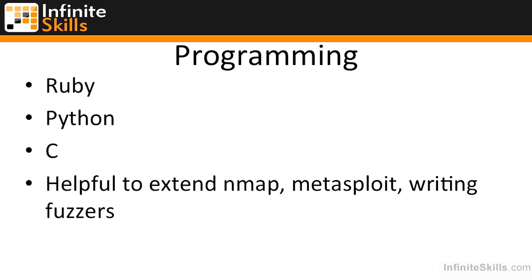Some good languages to know are Ruby, Python, C, and these are really helpful to be able to extend Nmap, Metasploit, and being able to write fuzzers. Knowing C, as an example, is a pretty good starting point because the structure and syntax of a lot of these other programming languages follows C. So if you understand C and how that's put together, it will really help you get into some of these other programming languages. Like Nmap, for example, uses a programming language called Lua. If you knew Ruby or Python or C, you should probably be able to pick up Lua pretty well. Metasploit uses Ruby. The fuzzers are using a combination of Ruby or Python. That's really kind of the programming languages that we're going to be looking at here, but having some knowledge of programming is certainly a good idea.